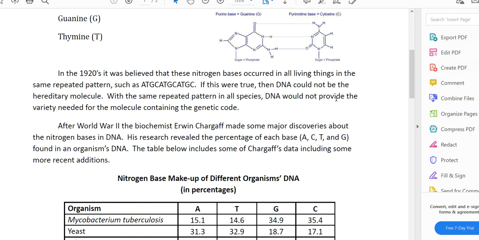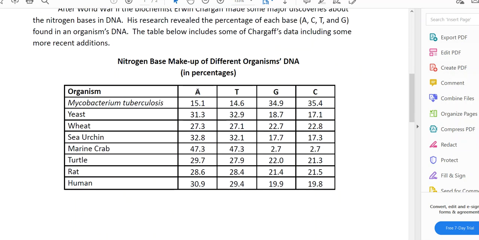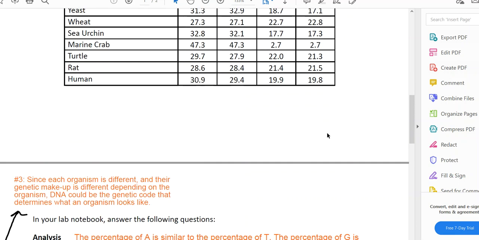But what you can see from the data, what they want you to see, is that if you were to add A, let's just look at the Mycobacterium tuberculosis, the first row. A plus G, 15.1 plus 34.9 is going to equal 50. And 14.6 for the T plus 35.4 for the C is going to equal 50. So all the A's and G's equal 50 down the line? Down the line. All the T's and C's equal 50? Exactly.